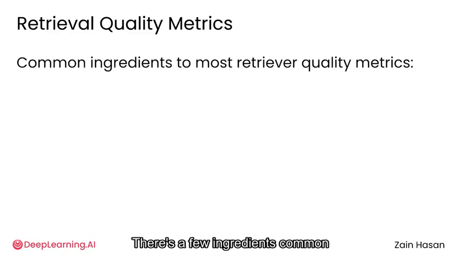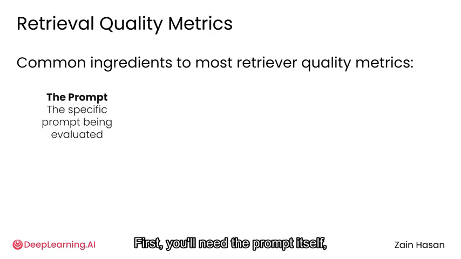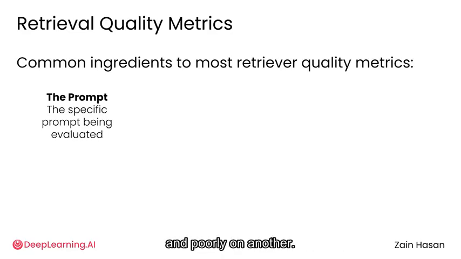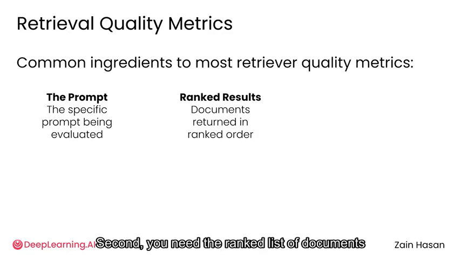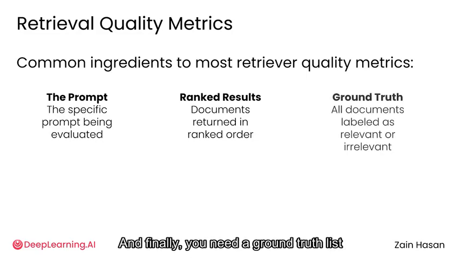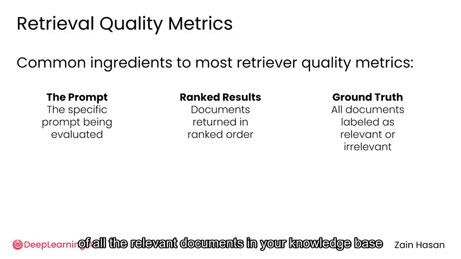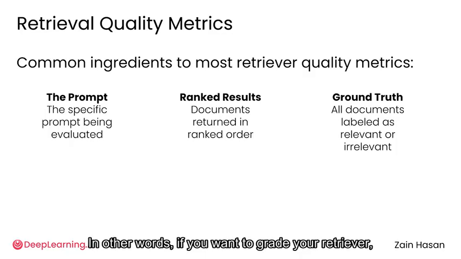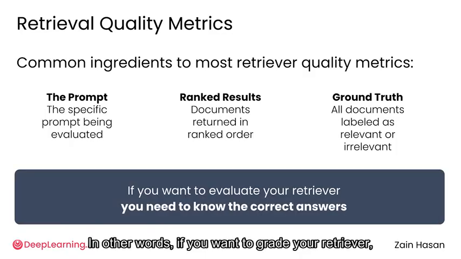There's a few ingredients common to most retriever quality metrics. First, you'll need the prompt itself, as retrievers may perform well on one prompt and poorly on another. Second, you need the ranked list of documents the retriever returns from that prompt. And finally, you need a ground truth list of all the relevant documents in your knowledge base that the retriever should return. In other words, if you want to grade your retriever, you need to know the correct answers.